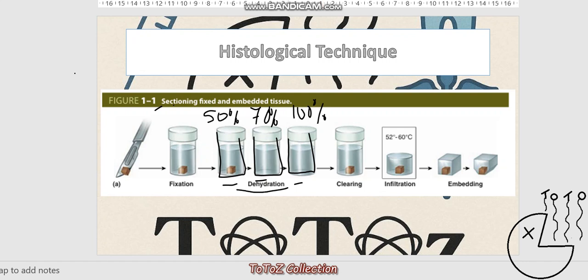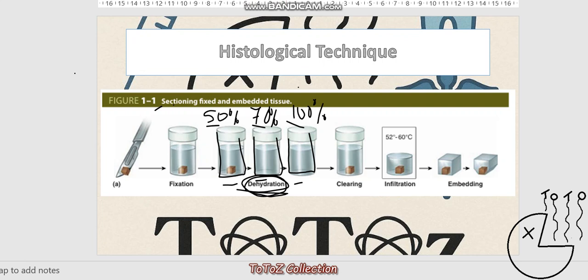That's how you dehydrate your sample. So you do not jump directly to the alcohol concentration of 100. No, you start slowly. You start at 50, you go to 70, and finally you reach 100% concentration of alcohol, and that is how you dehydrate your sample or your tissue.